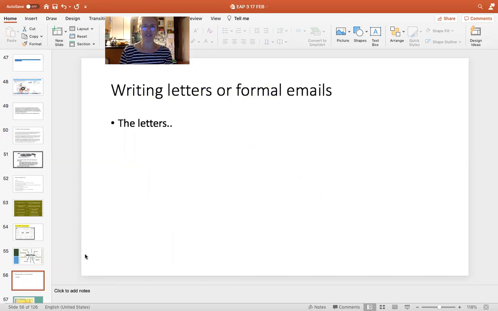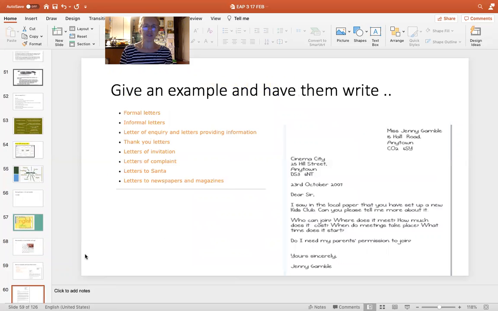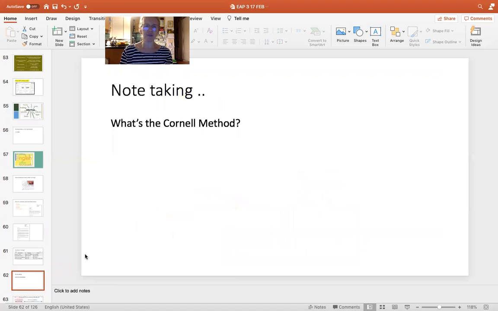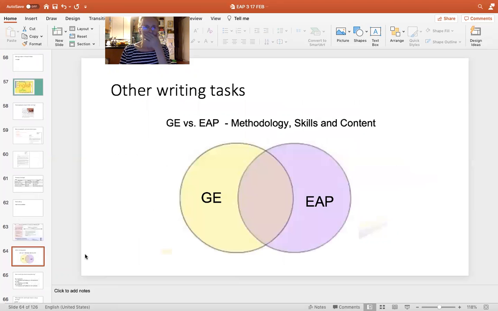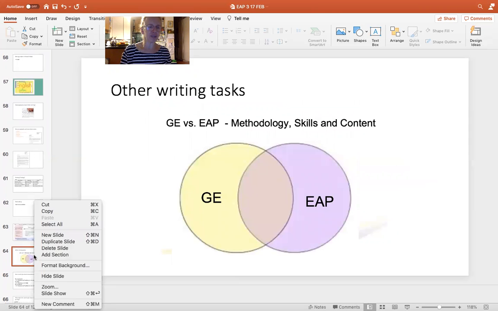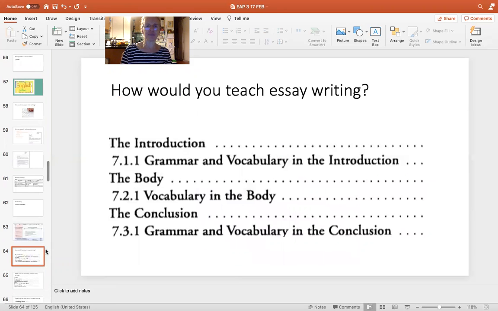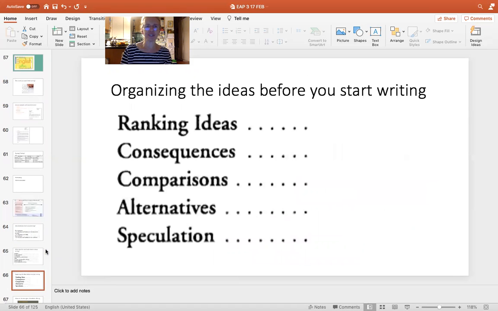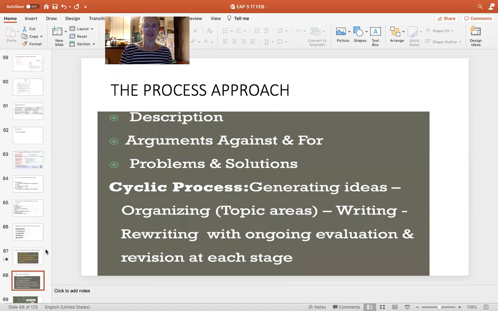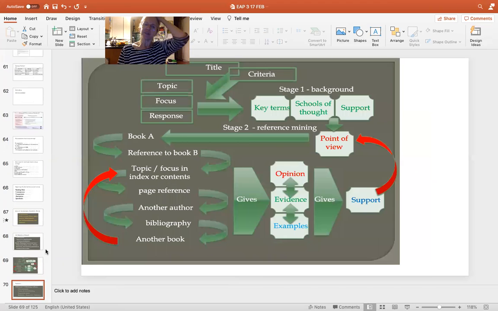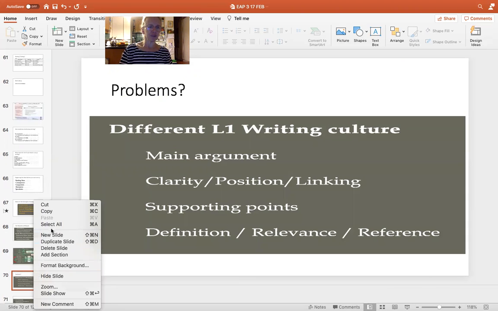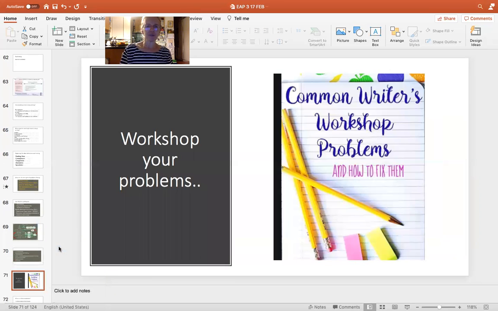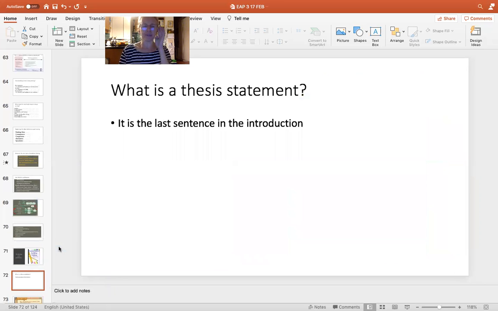Now we talked about other writing tasks, there's quite a lot. So if we were to teach letters, for example, things we talk about, note-taking, things we talk about. So you can see that there's a bit of overlap between General English and EAP, how we teach essay writing, this sort of stuff. And what problems might come up if we're doing EAP classes. So these problems might come up. We need to workshop those problems.